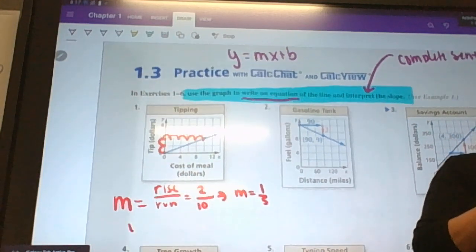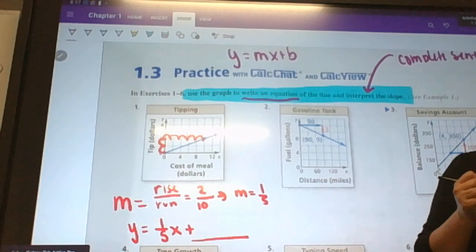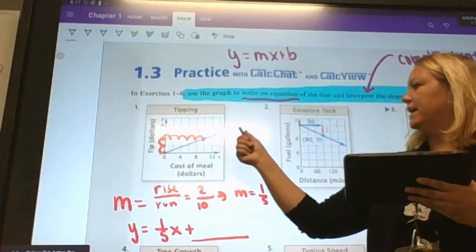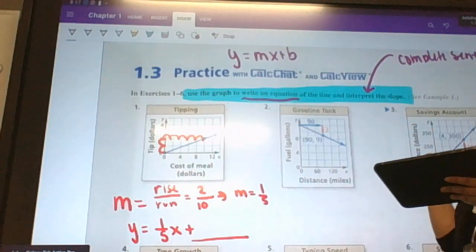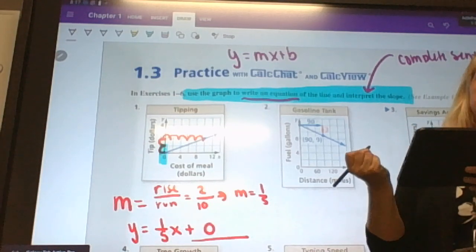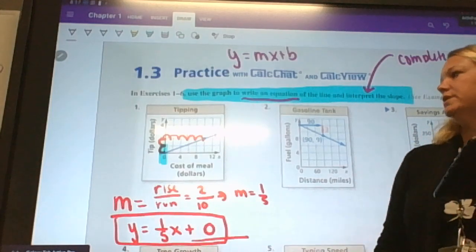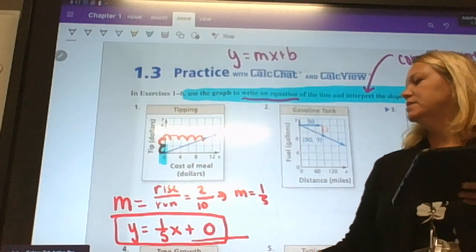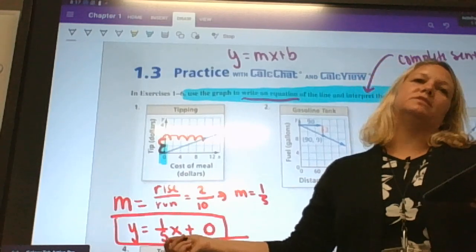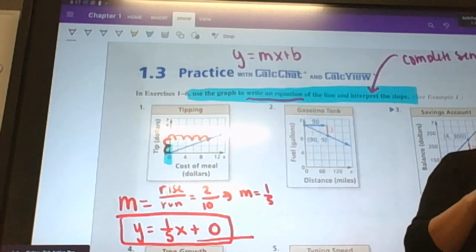So for my equation, I'm at y equals 1/5 x plus, what's the y-intercept? Wherever the line goes through the y-axis is the y-intercept. So here it's 0. So there's your equation, and you don't need to write 0. So the equation for tipping is y equals 1/5 x, which is 20%. You tip 20%. 1/5 is 20%. Now we need to interpret that.